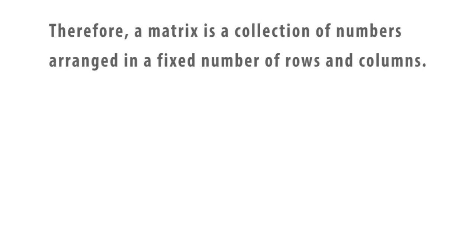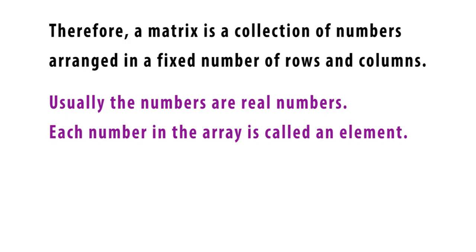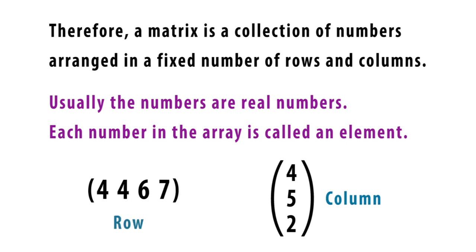Therefore, a matrix is a collection of numbers arranged in a fixed number of rows and columns. Usually, the numbers are real numbers. Each number in the array is called an element or an entry. The numbers 4, 4, 6, 7 form a row. Similarly, the numbers 4, 5, 2 form a column. A matrix is always enclosed in curved brackets.